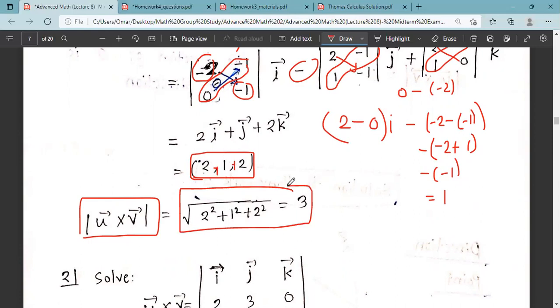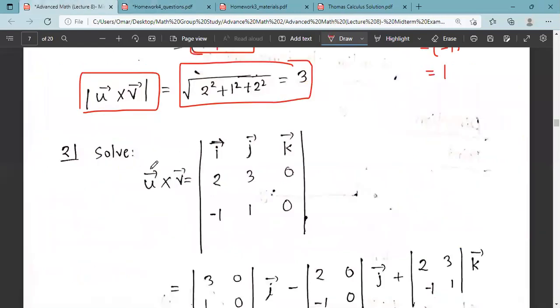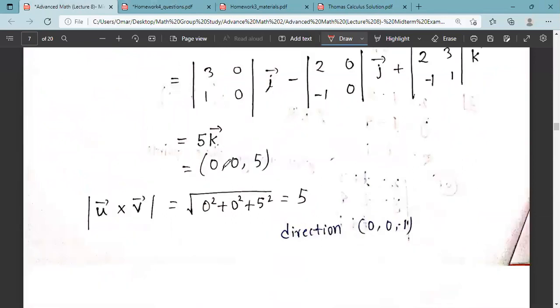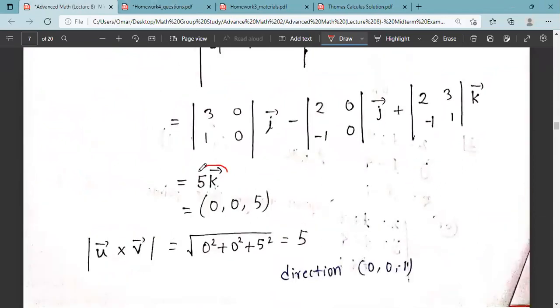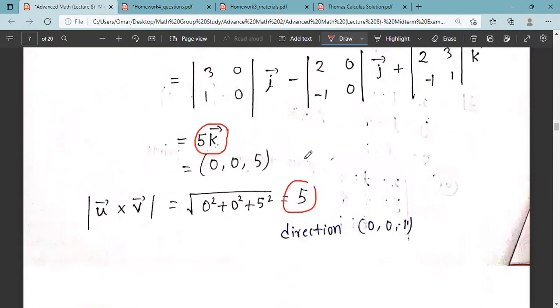The norm value of this cross product will be calculated the same way as before: add them, square them, and find the square root value. It is 3. And then number 2, we have another 2 vectors, so do the same procedure. You end up with just the k coordinate, so the value will be 5. And this is the direction.